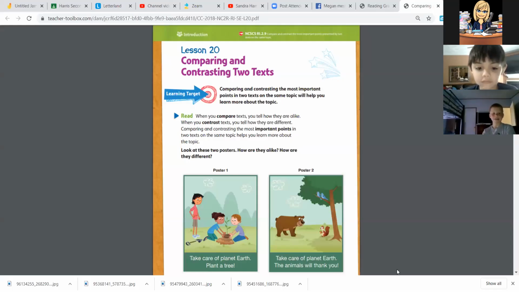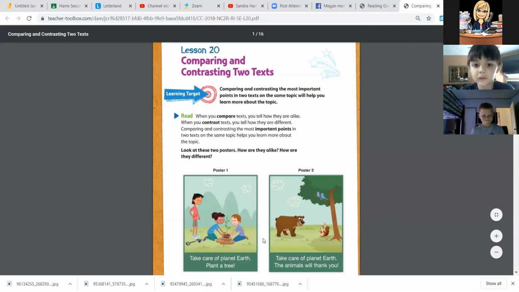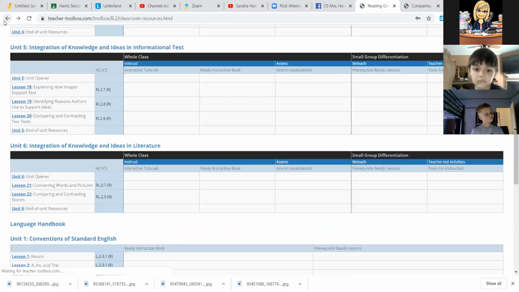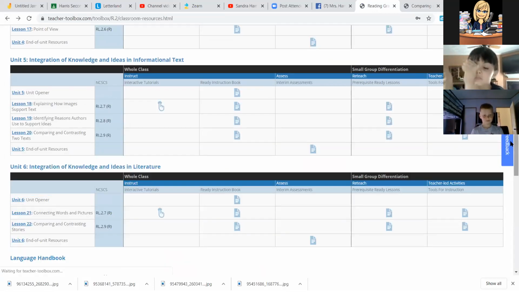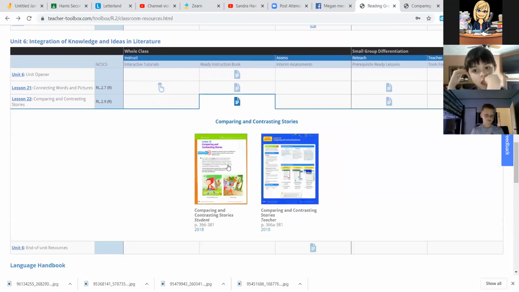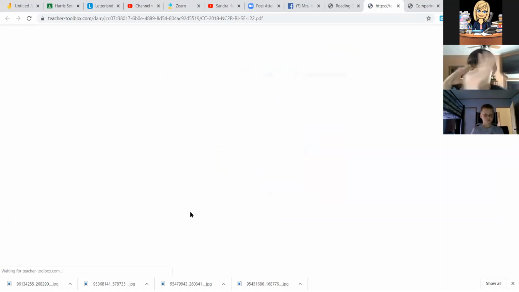So boys and girls, you'll remember that a few weeks ago, we were comparing and contrasting two texts, but it was nonfiction text. And we started with these two posters about Earth and Earth Day, and one focused on planting trees and the other focused on taking care of the animals. And each of the texts we read then focused on nonfiction. But this week we are focusing on fiction, two stories on the same topic that are fiction.